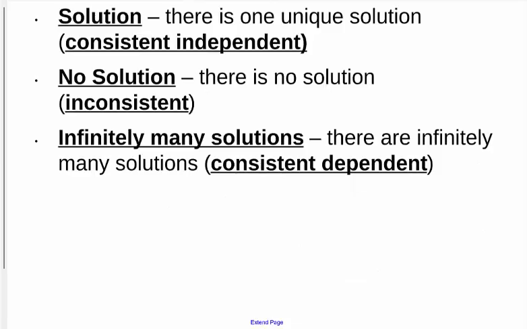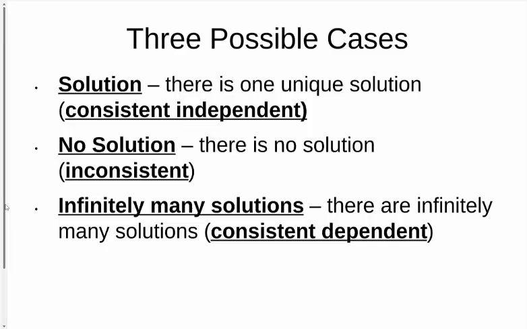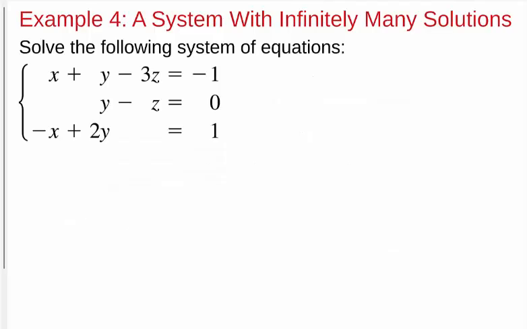Let's look at some definitions. So, again, from last time, we saw the three possible cases. Let's add some vocabulary. Solution. There's one unique solution, and this is with three equations with the same number of variables as there are equations. We call those consistent independent. Then no solution. We call those inconsistent. But then there's the case of infinitely many solutions. We call those consistent dependent. So now we see one with infinitely many solutions.